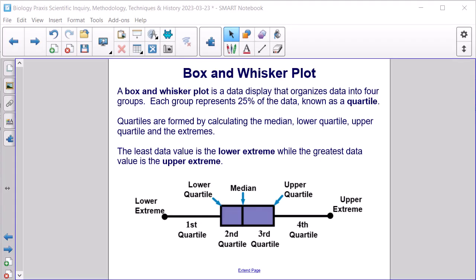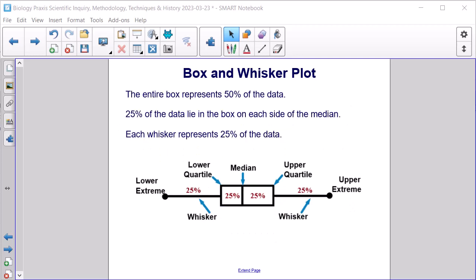Box and whisker plot. A box and whisker plot is a data display that organizes data into 4 groups. Each group represents 25% of the data, known as a quartile. Quartiles are formed by calculating the median, lower quartile, upper quartile, and the extremes, both the lower extreme, which is the least data value, and the upper extreme, which is the greatest data value.